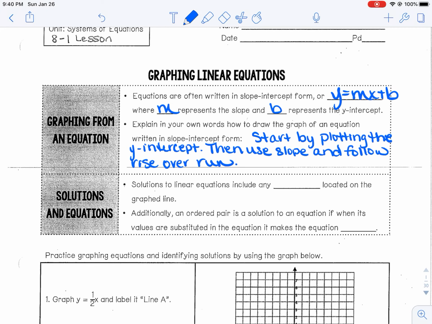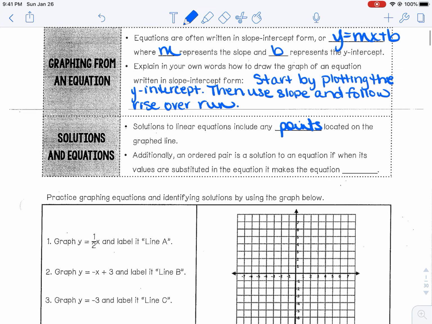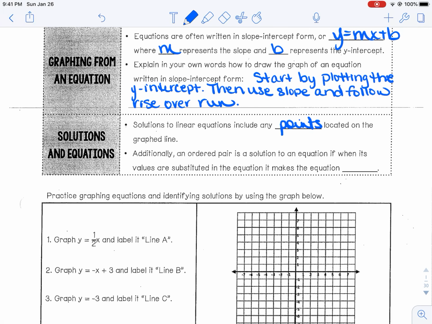Okay, and then to find the solutions to equations, solutions to linear equations include any points that are graphed on the line. Additionally, an ordered pair is a solution to an equation if when its values are substituted in the equation, it makes the equation true, and that's what we're going to look at today.